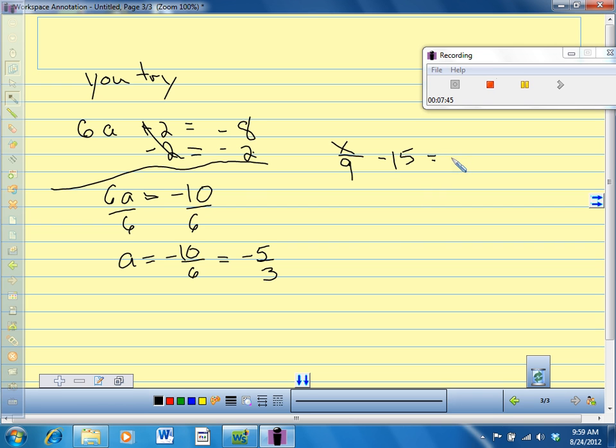Equals, what do I have here? Negative 12.